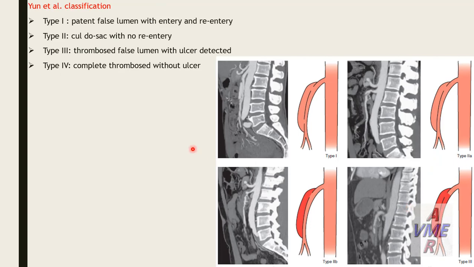Classification of Yun et al. Type 1: patent false lumen with entry and re-entry. Type 2: cul-de-sac with no re-entry. Type 3: thrombosed false lumen with ulcer detected. Type 4: completely thrombosed true and false lumen without ulcer.